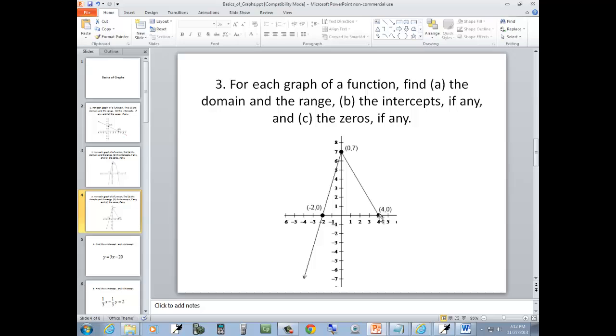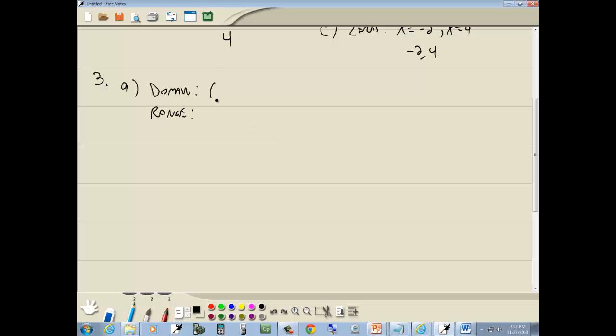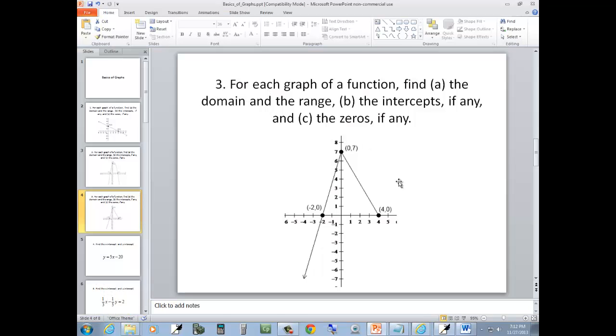Now over here on this side, see how it just stops right here? If I go to x equals 5 and I go up or down, I don't find my graph anywhere. So 4 is the rightmost point of the graph. So our domain is going to go from negative infinity to 4. And remember, we put a bracket on numbers.